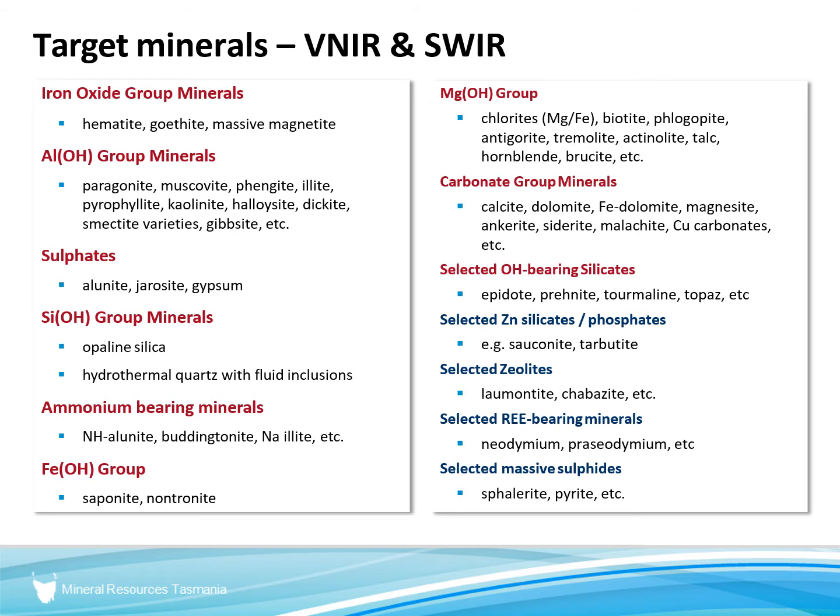Hematite and goethite iron oxide minerals can be seen. All the white micas, clays, kaolinite, gibbsite, all those sorts of things are easy to see. These are all AlOH group minerals. Alunites, gypsum. We can see silica indirectly just by seeing the fluid inclusions in quartz where there are no other features. So it's not a great way of looking at quartz, but we can see it.